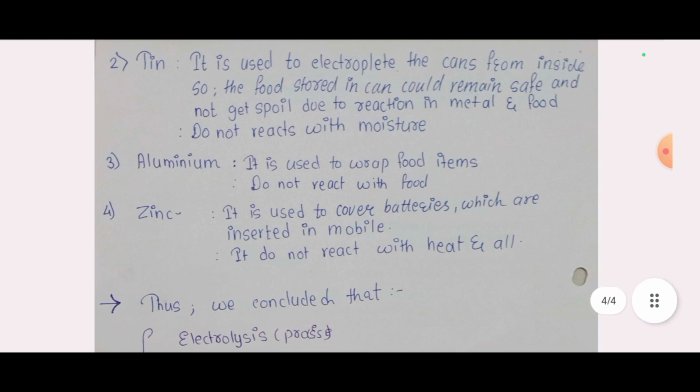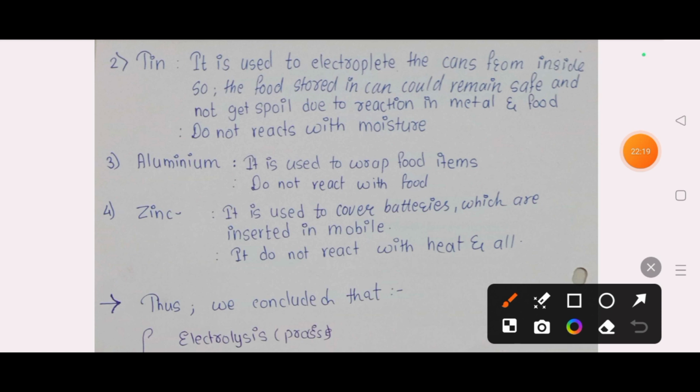Okay, it is used to electroplate the can from inside, so the food stored in the can would remain safe and not get spoiled due to the reaction of metal and food. And also it does not react with moisture.